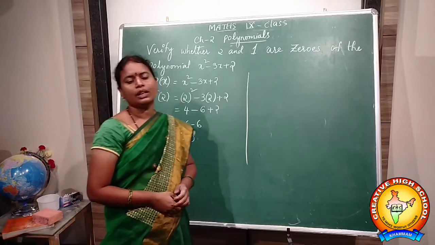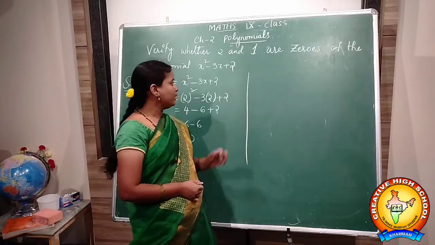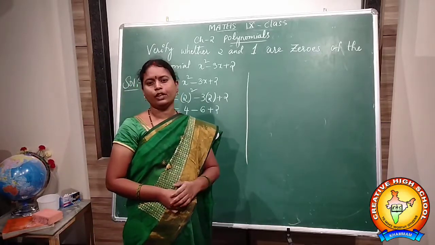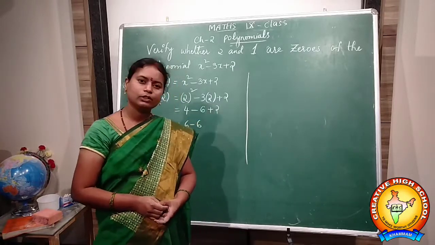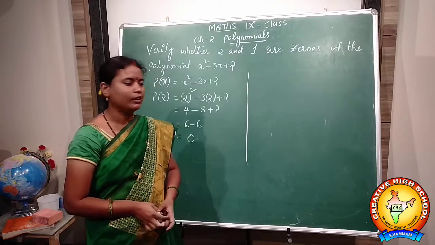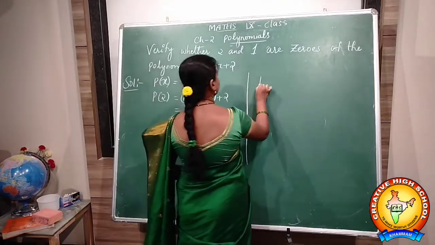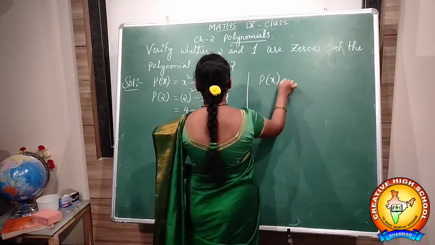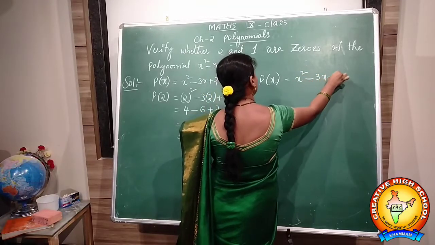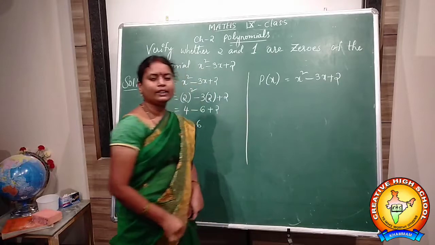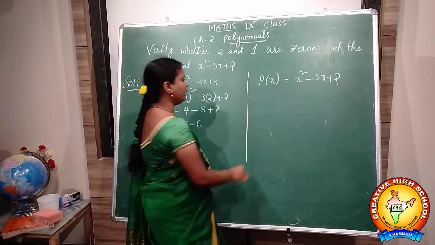In this polynomial, we have to substitute 1 in the place of x. If we get 0 as the answer, then we can conclude 1 is also a zero of the polynomial. See here, P of x is equal to x square minus 3x plus 2. Let us substitute 1 in the place of x.